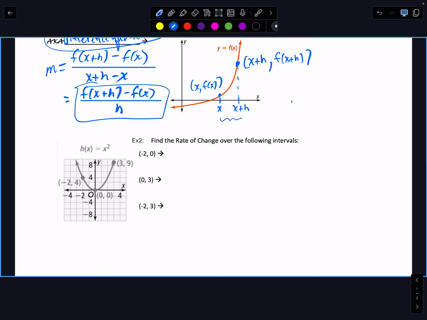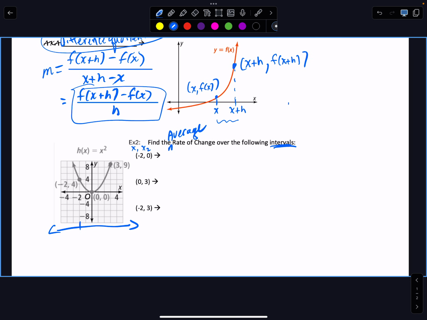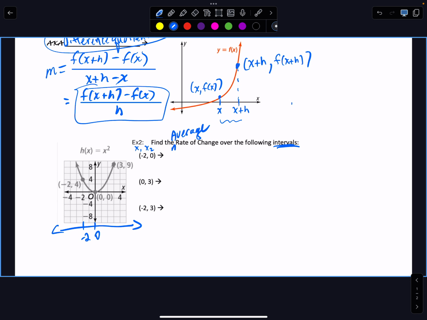So find the rate of change, which is really the average rate of change over the following intervals. This always messes people up because I want the average rate of change on the interval from -2 to 0. These are both x values. It's not an xy ordered pair. These are both x values. So on the number line, or on the graph, we're going from -2 to when x is 0, and I want to know the average rate of change.